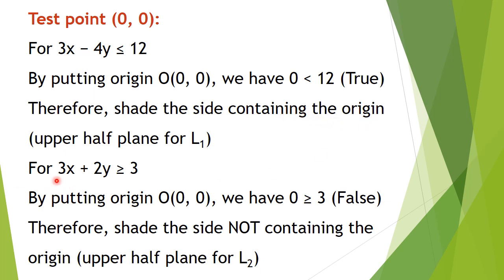Now we will take the second inequality, which is 3x plus 2y greater than or equal to 3. As we have to put the origin's point, which is x equals 0 and y equals 0, after that we have the statement that 0 is greater than or equal to 3, which is a false statement. So now we have to shade the side not containing the origin, the upper half plane for L2.